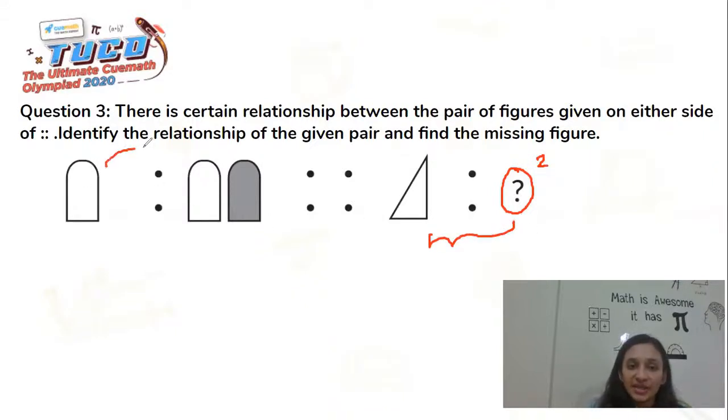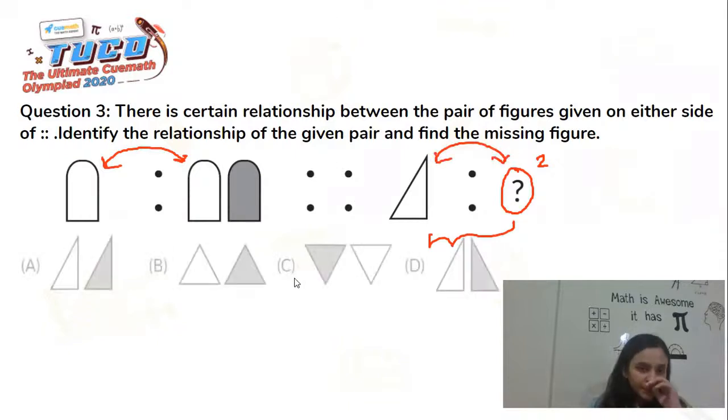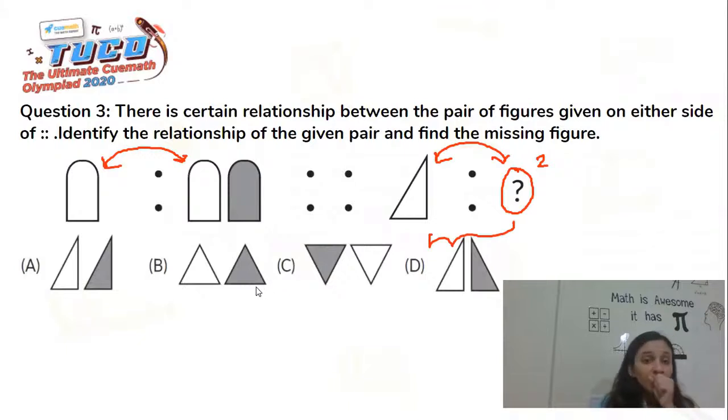So whatever is the relationship that exists between the two figures in pair 1, the same is to be established between the two figures in pair 2. So let's have a look at the options. So these are all the options.